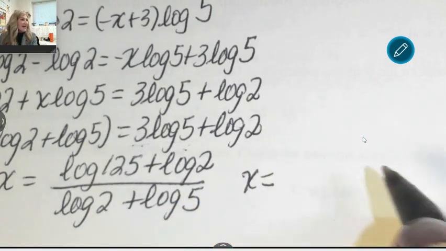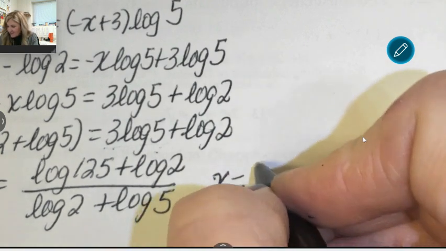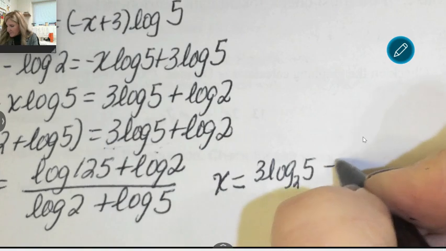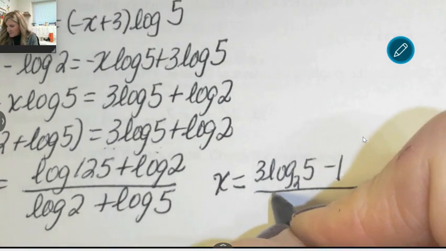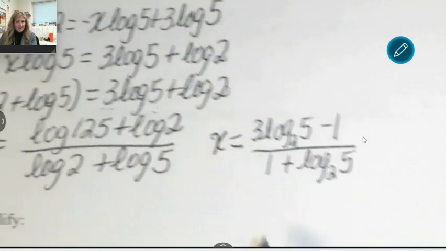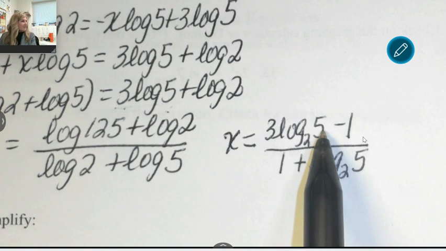Does anybody have the exact answer when you use log base 2? Be brave. Just tell me. I don't care if it's right or not. Somebody has it, right? 3 log base 2 of 5. Yeah, 3 log base 2 of 5. Okay. All right. Did anyone write this as log base 2 of 125? Okay, you could do that as well.